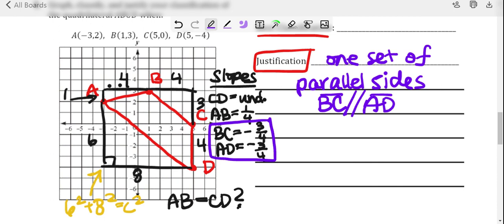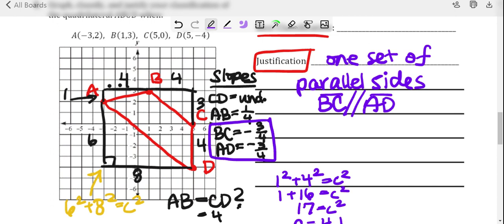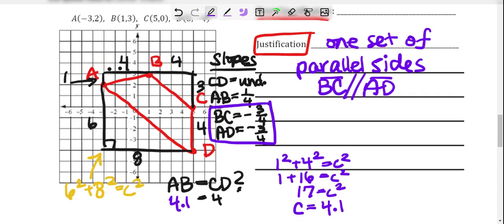Use whatever workspace you need. Luckily, C to D I already know is 4. I'm going to check and see the situation with A to B. A to B had up 1, so I'm going to do 1 squared plus 4 squared. 1 squared is 1, 4 squared is 16. So I get 17 equals C squared. For A to B, it would be about 4.1. So is 4.1 the same as 4? No.